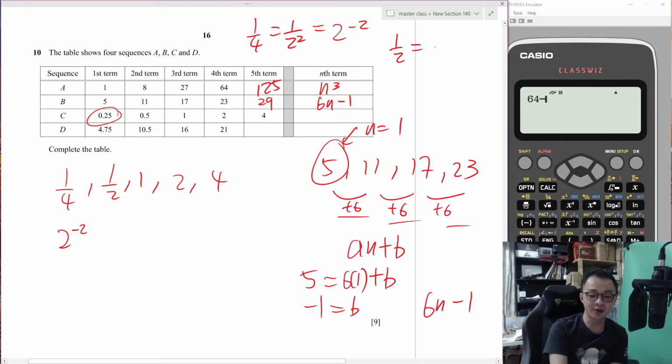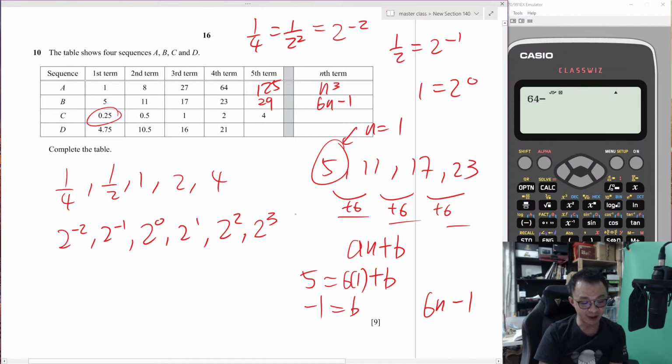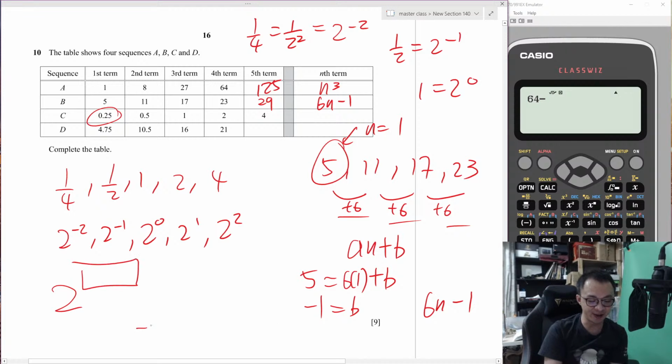1 over 2 is called 2 power of negative 1. Then 1 is 2 power of 0, then 2 power of 1, and 4 is 2 power of 2. So the next number will be 2 power of 3, and so on. But we do not need that. Here, the constant number is 2, and the power is negative 2, negative 1, 0, 1, 2.